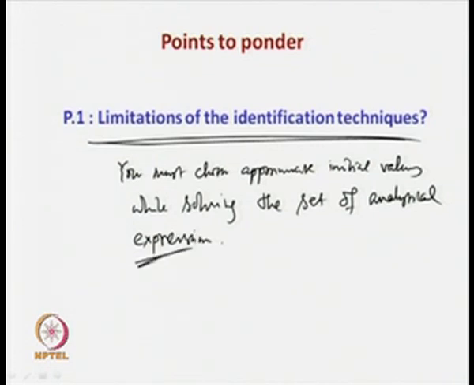So, when you solve a set of nonlinear equations, choice of initial values are of paramount effect. You must choose judiciously, otherwise the solutions may lead to false solutions. In that case, the estimated parameters may not be accurate or may be quite absurd. That is all in this lecture.